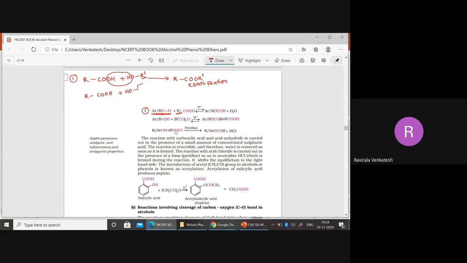I've taken here phenol. Same thing. OH and hydrogen is removed. Now what we are going to get here? RCOO phenyl group. In this way we are going to get it. So what is esterification? The reaction of phenols or alcohols with carboxylic acid is called esterification reaction.